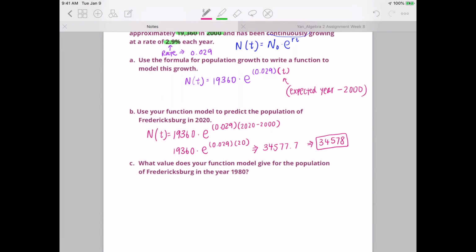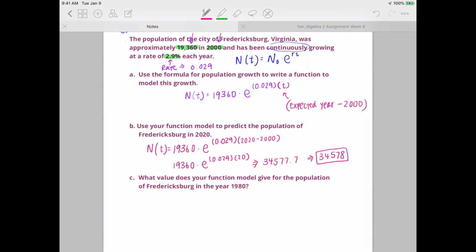Okay. Letter C, it says, what value does your function model give for the population of Fredericksburg in the year 1980? 1980 is 20 years back. So if I were going to write my formula, everything should still be the same except, what do you think I'm going to be putting for t? You're actually taking 1980 minus year of 2000, right? So our result for t is actually negative 20.